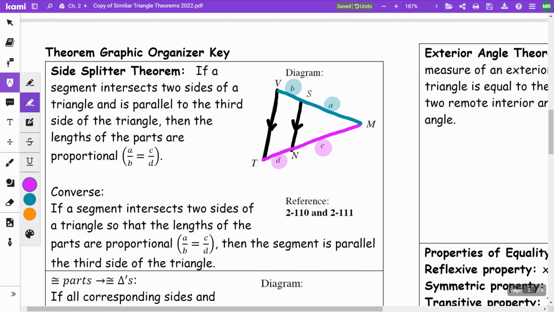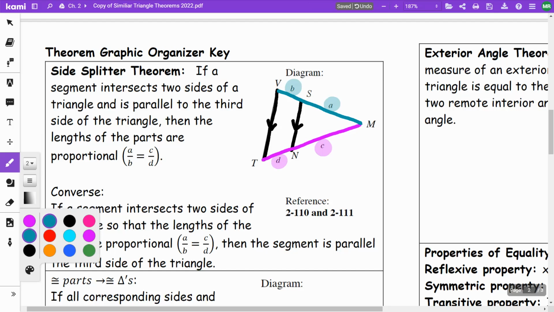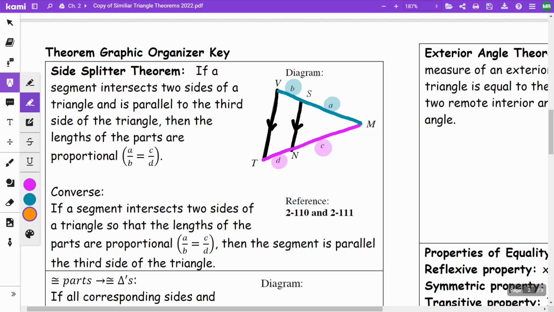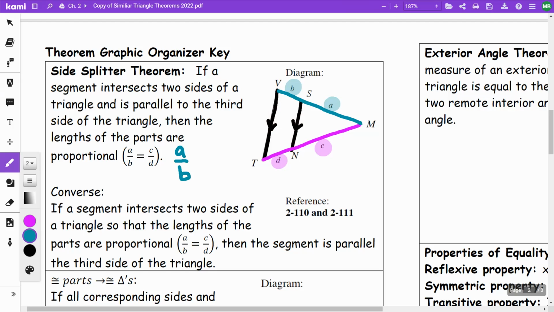And so when I have this side splitter, I can only compare sides that are split. So the ones I cannot compare are that VT and that SN with either of those little parts. Okay, that cannot happen. So in this situation, I can compare A is to B as C is to D, and I can cross multiply and solve. Okay, that is the side splitter.